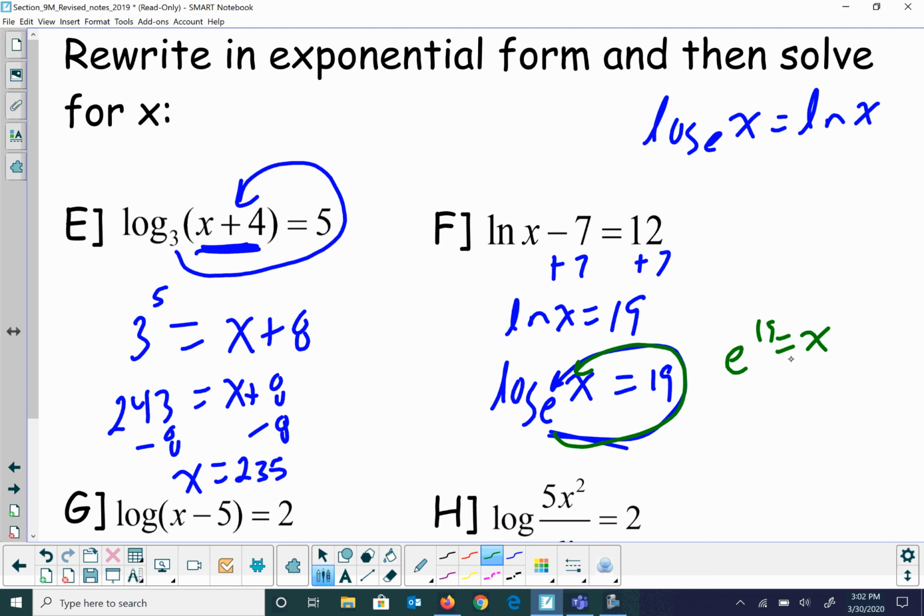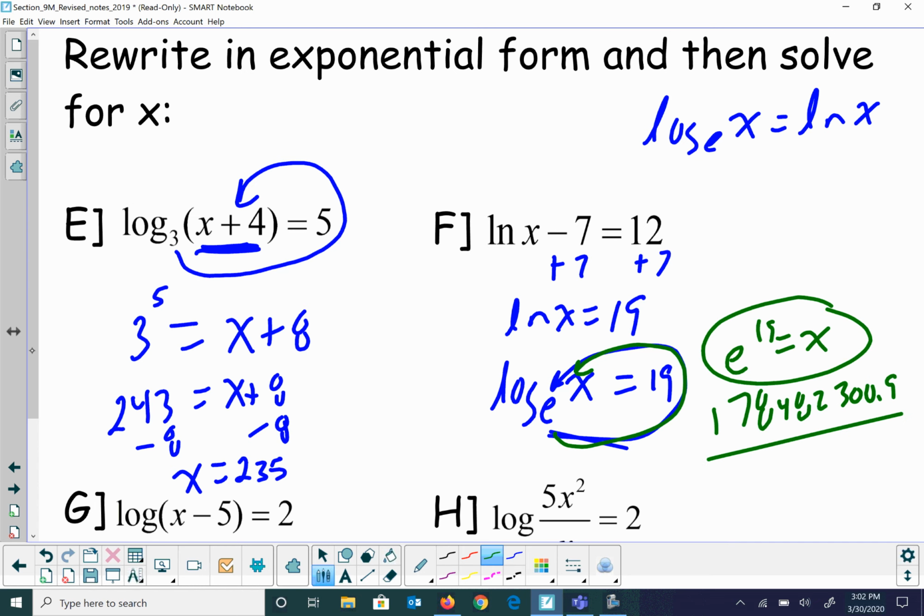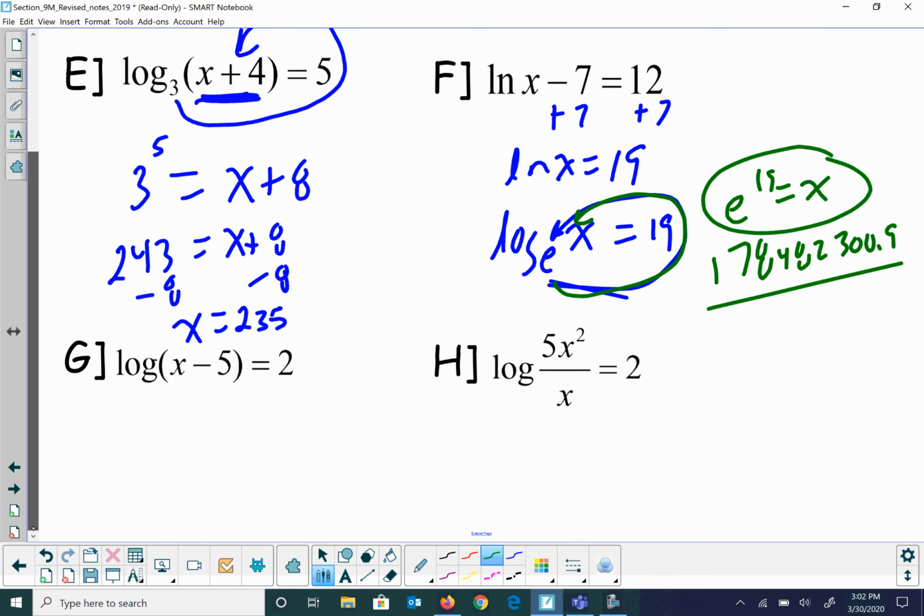Let's take a look. It comes up to like 178,482,300.9 roughly. So I'd say just leave it as e to the 19th. No reason to try and go with big numbers.